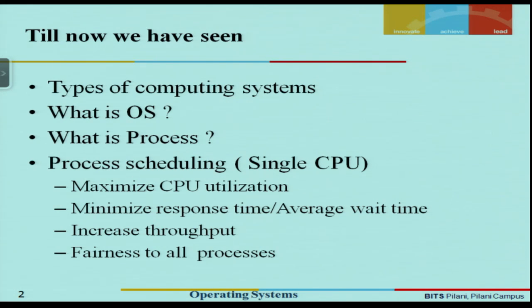And then we tried to see one of the very important aspects, that is managing the CPU. That is, we looked at process scheduling algorithms, and the various scheduling algorithms we had seen, with a view that some of the algorithms would try to maximize CPU utilization, some of them would minimize response time, increase throughput, and offer fairness to processes, etc. We'll try to understand what the issue is with process synchronization.